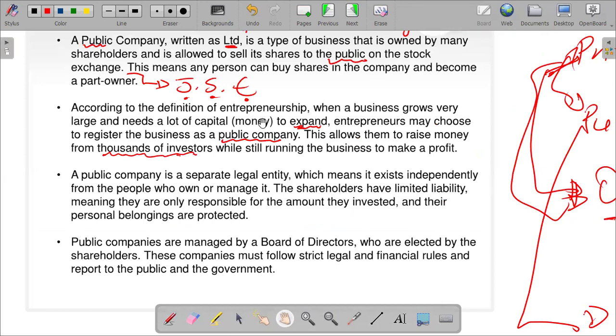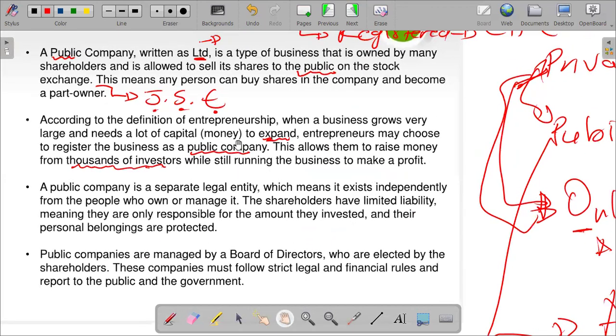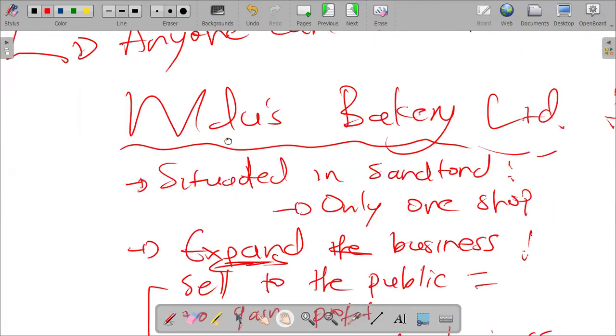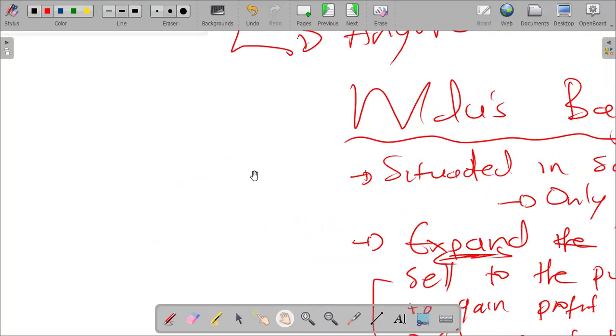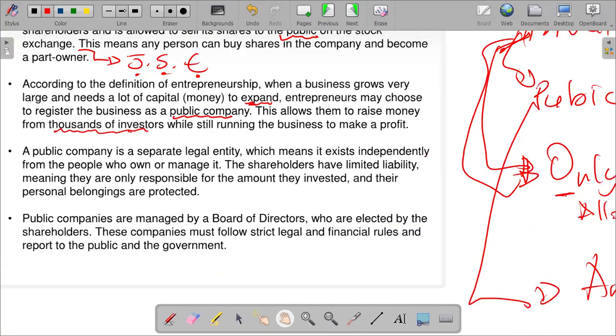So, according to the definition of entrepreneurship, when a business grows very large and needs a lot of capital to expand. Why do we need to expand? We are situated in Sandton with only one shop, but now we want to expand the business to other places. So how do we do that? Firstly, you register your business as a public company so that you have room to expand.